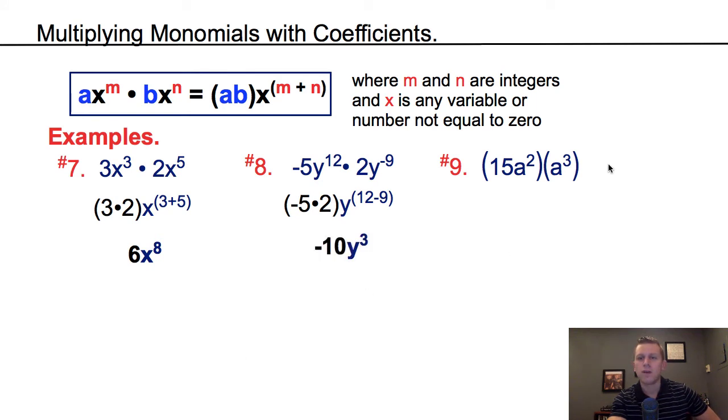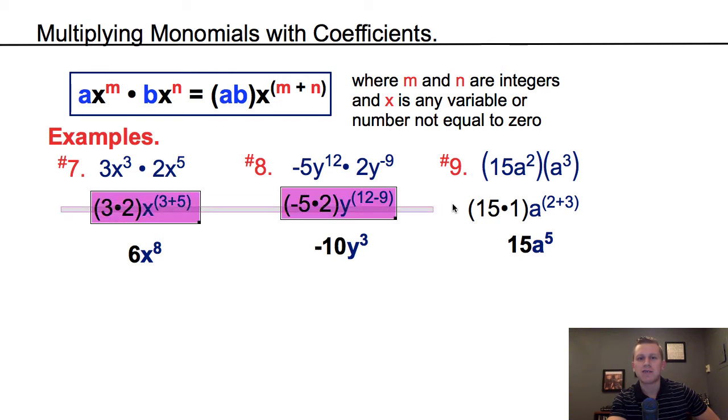Let's try one more. Here again, when you multiply things with the same base, add the powers. Here there's an imaginary coefficient of 1 in front of this a term, so I'll do 15 times 1 times a to the 2 plus 3, or 15a to the 5th. As you get better at these, this step here is really just taking place in your head. You're not going to actually write that on paper as you get better. As you start to do them now, though, if you feel like you need to do this in order to get the correct solution, by all means try that.